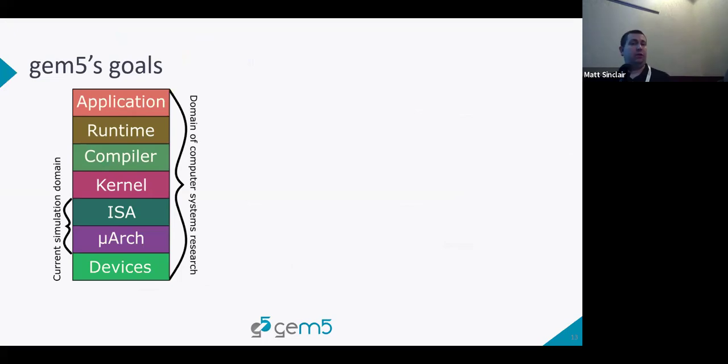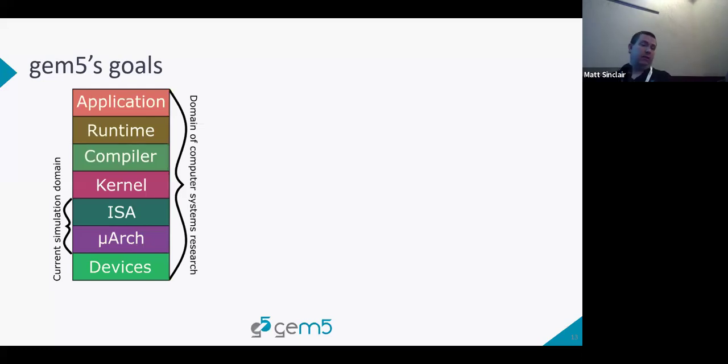So gem5's goal is that we can take the entire computing stack from the application down through the runtime, the compiler and the kernel, through the ISA and the microarchitecture, and down to devices. And if you will, most simulators' current domain is the ISA and the microarchitecture. So they're going to ignore things like operating system calls or compiler passes, and they're going to assume that's kind of passed into them. And that's somewhat short-sighted because the domain of computer systems research really encompasses that entire stack.